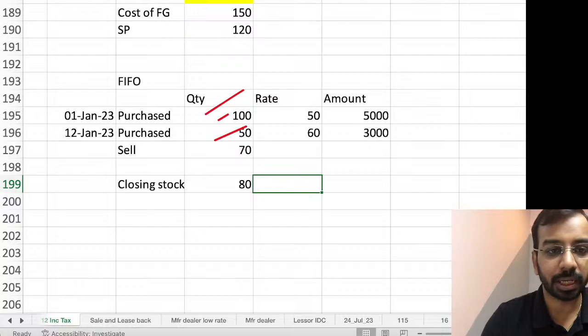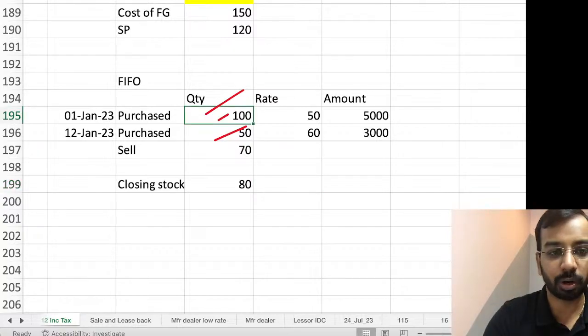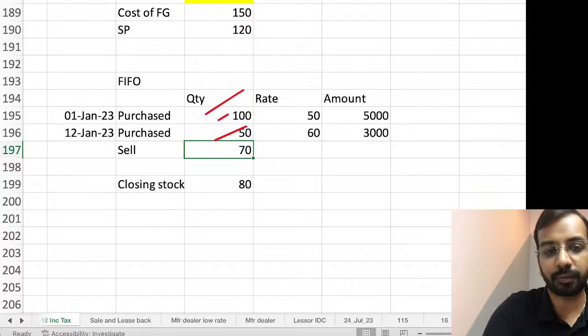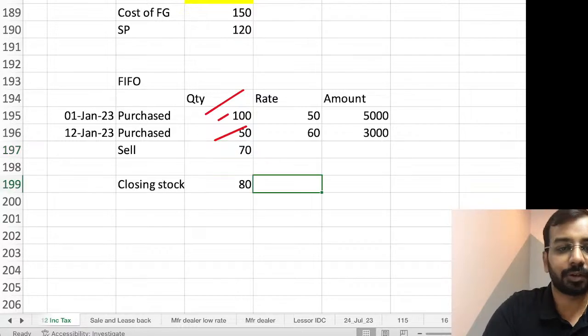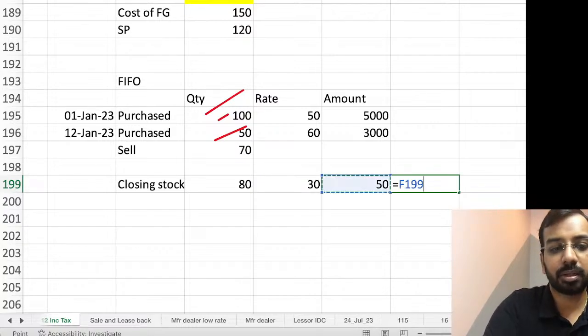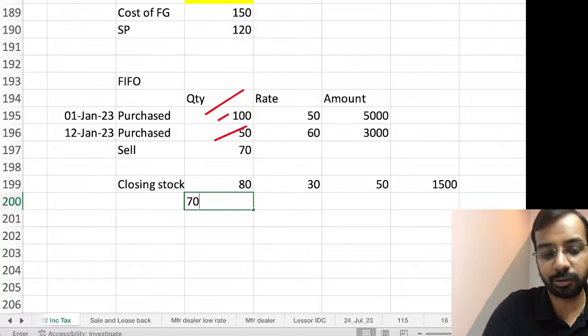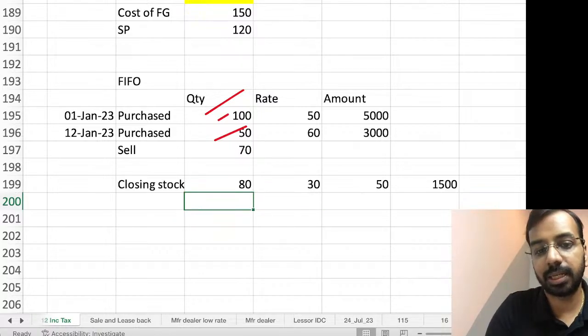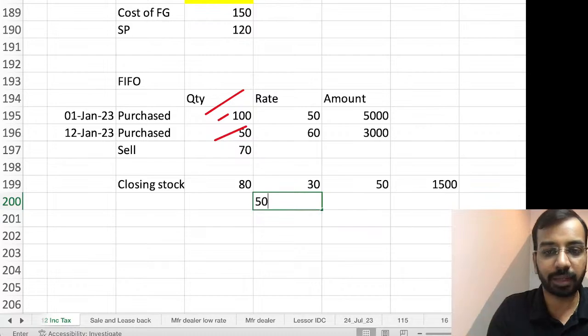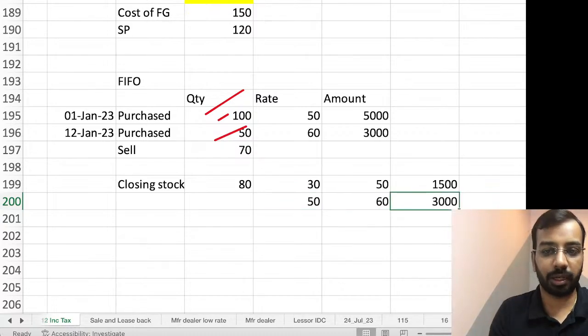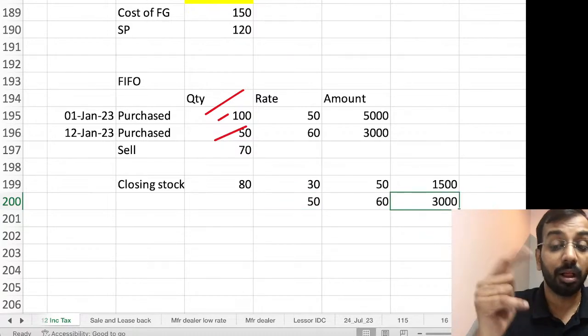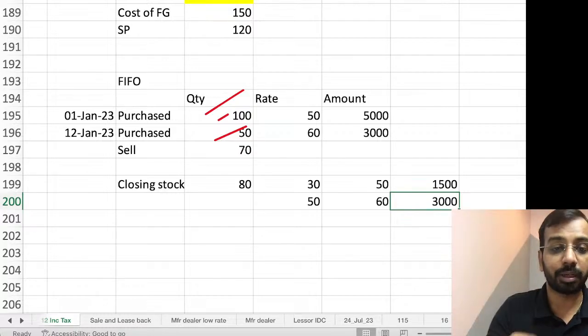So out of 100, 70 is sold. So 30 you have at 50, which is 1500, and 50 you have at 60, that is 3000. So the value of inventory will be 4500. That is how we will calculate the value of inventory when FIFO method is being followed.